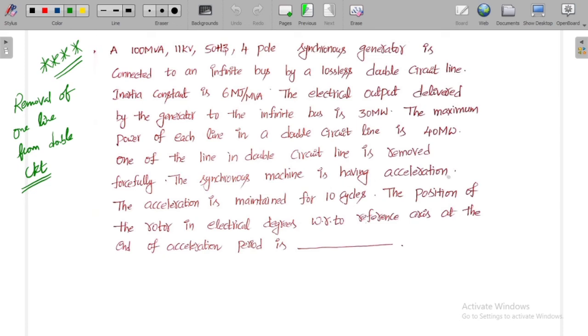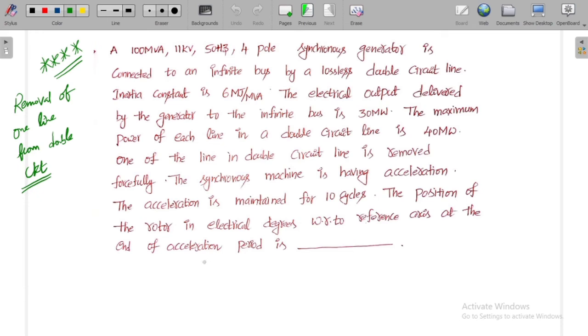The synchronous machine is having acceleration. The acceleration is maintained for 10 cycles. Next, we need to find the position of the rotor in electrical degrees with respect to the reference axis at the end of the acceleration period. We need to find this for the given problem.